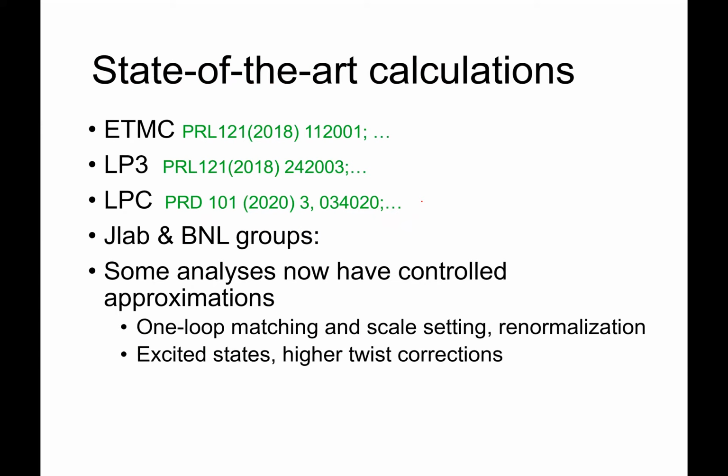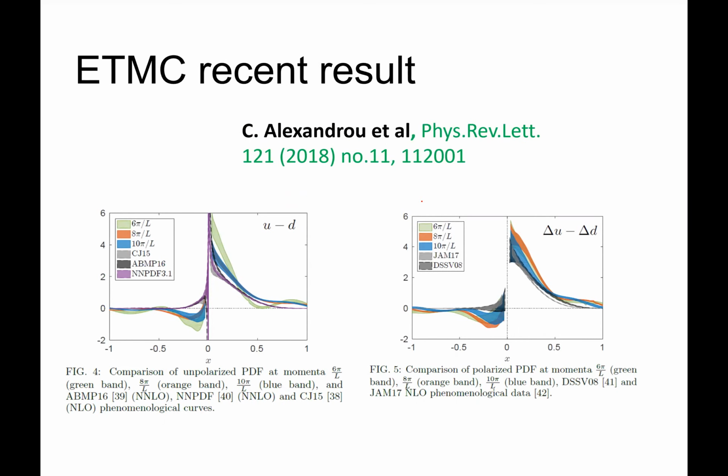And many lattice groups, ETMC and LP3 and LPC, and also various groups in the US, have used this to calculate the parton distributions. So far people have done up to one-loop matching and the renormalization for the linear divergences, etc. So I'm not going to go into great detail. Here I just show you some of the results. And again, these are partial results and not a complete survey of things.